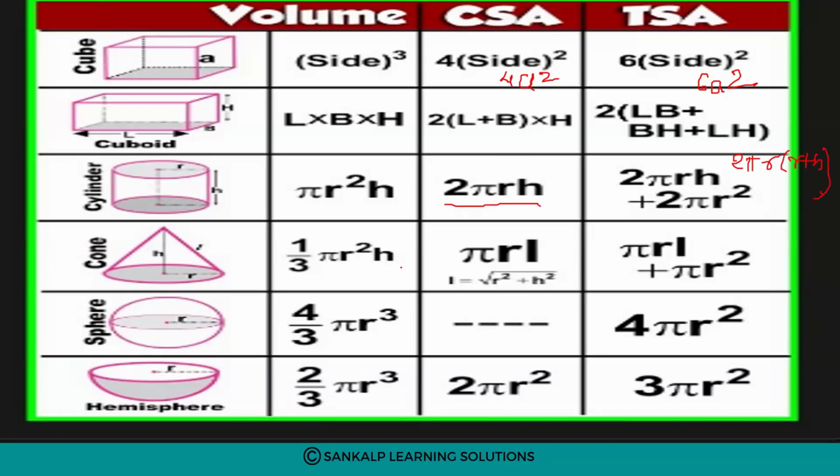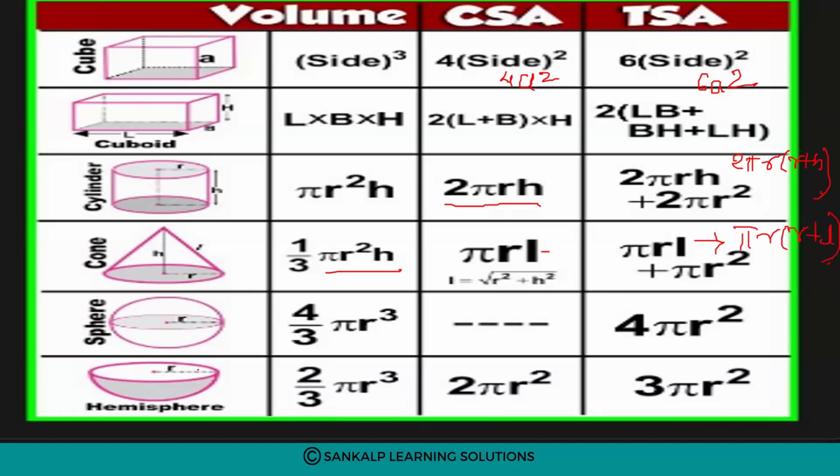Cone. So 1 by 3 pi r square h is the volume. Pi r L is the CSA. L is slant height here. So L is equal to square root of r square plus h square. Or you can write h square plus r square. Both are same. Pi r L plus pi r square is the total surface area. So pi r into r plus L.